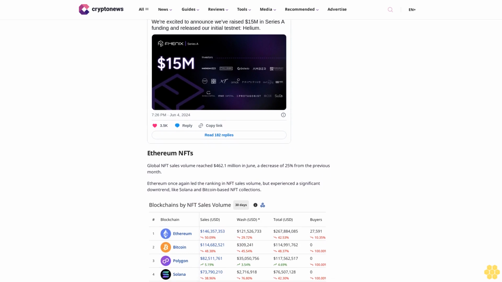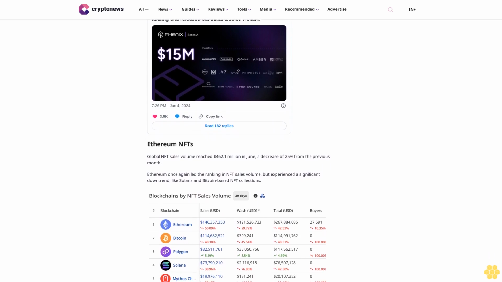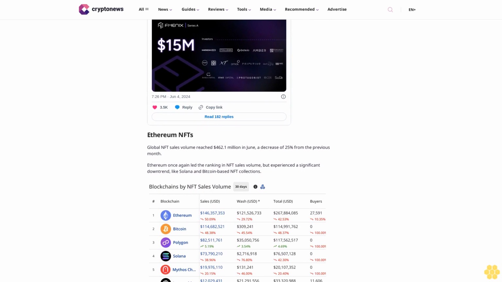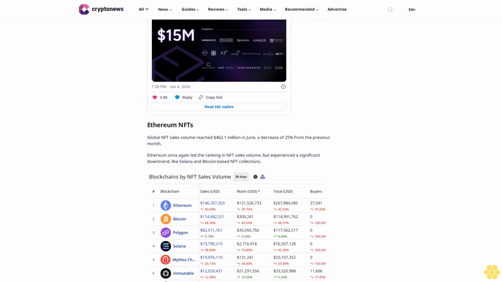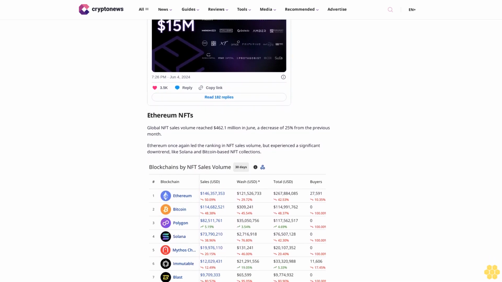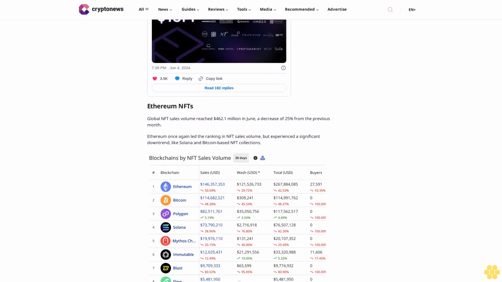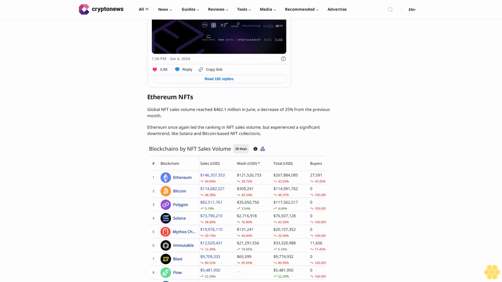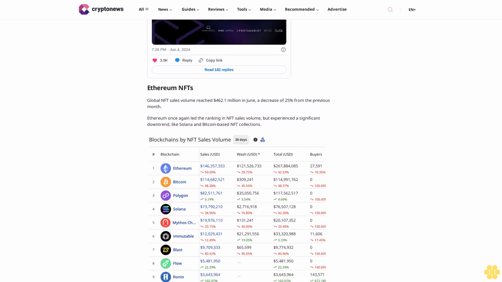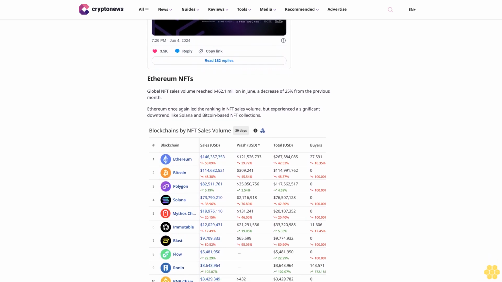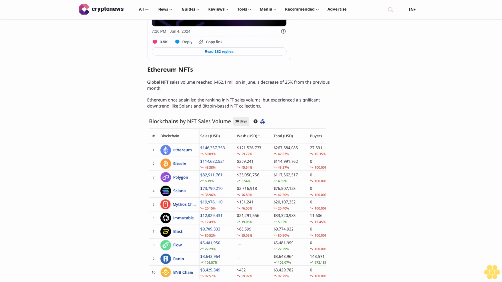Puffer Finance, a liquid staking derivatives project built on Ethereum restaking protocol EigenLayer, partnered with the Ethereum Foundation. Together, they'll develop based rollups, a technology that streamlines transactions on the Ethereum blockchain. This news comes after Puffer's successful $18 million funding round to launch their mainnet.